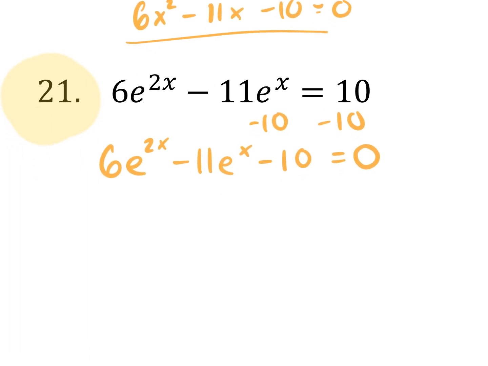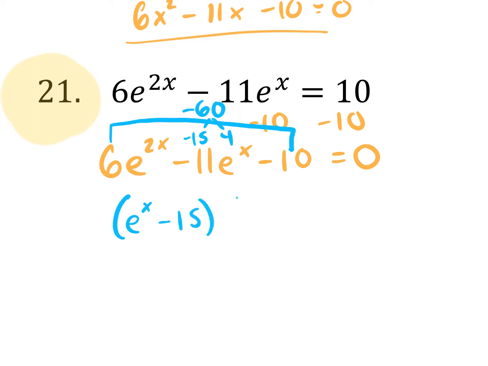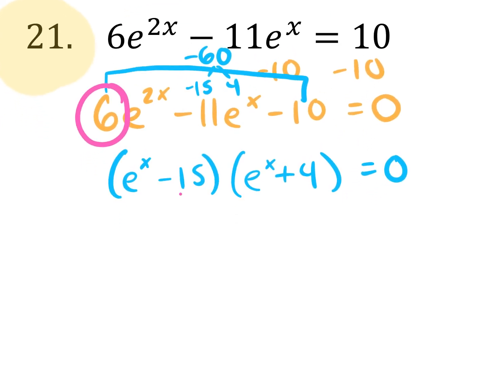So I'd factor. Since my leading coefficient's not 1, I have to multiply the first times the last. So 6 times negative 10 would be negative 60. What are two factors of negative 60 that add to negative 11? 15 and 4. So it would be negative 15 and positive 4. So that would be e to the x minus 15 and e to the x plus 4. What do I have to remember to do? Divide by 6. Since I started by multiplying that 6, I need to go back in and divide. So divide both the numbers by 6.